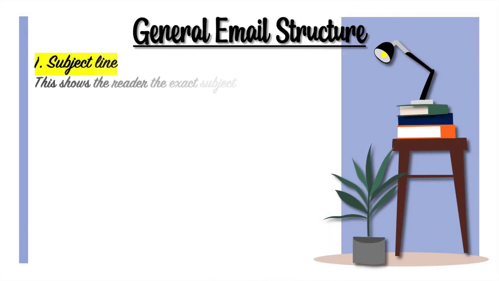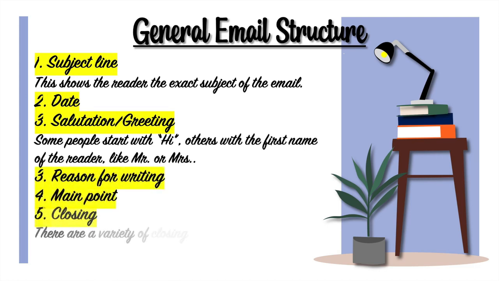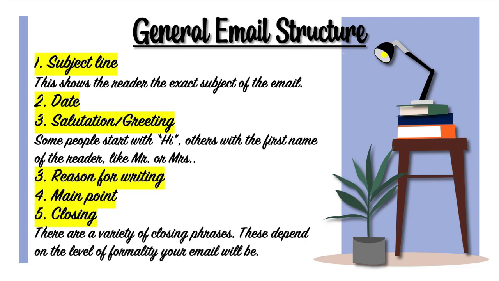General email structure. Number 1, you will need the subject line. This shows the reader the exact subject of the email. Number 2, date. Number 3, salutation or greeting. Some people start with hi, others with the title and last name of the reader, like Mr. or Mrs. Smith, for example. Number 3, reason for writing. Number 4, main point. And number 5, closing. There are a variety of closing phrases. These depend on the level of formality your email will be.